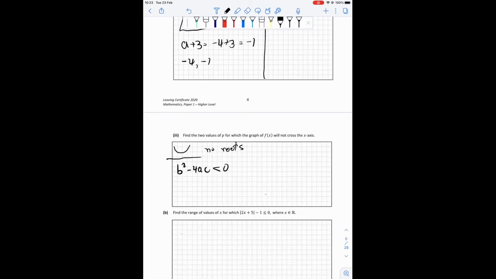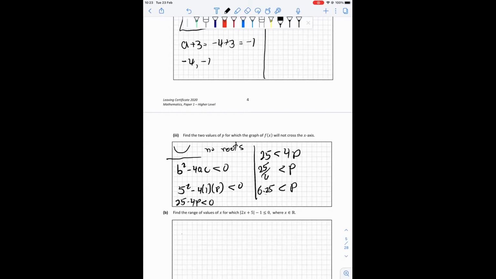So we'll do that. B squared, reminding you, our b is 5. So 5 squared minus 4 times 1 times p, because we don't know p in this case, has to be smaller than 0. That's 25 minus 4p has to be smaller than 0. Rearrange, so we get 25 has to be smaller than 4p. Divide by 4 both sides, so p has to be bigger than 25 over 4. So p has to be bigger than 6.25.